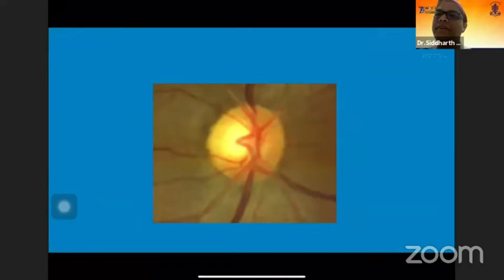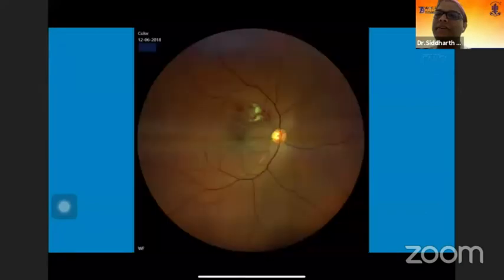Does it correlate with what we have seen there on the visual field? Now, the superior rim is lesser than the inferior rim. Is this a thinning? Is this an early nerve fiber layer defect? Let's zoom out. Yes, it is a nerve fiber layer defect, but glaucoma is not the cause of that.